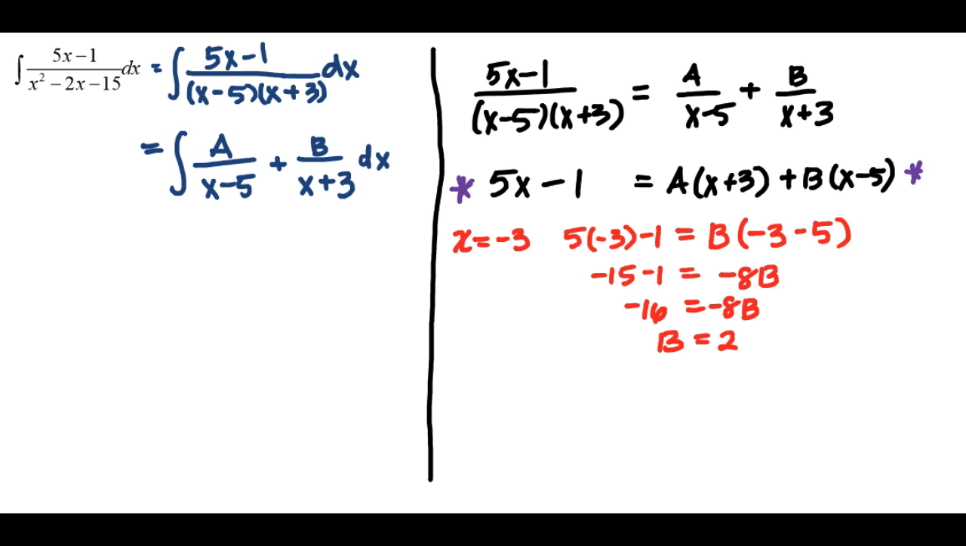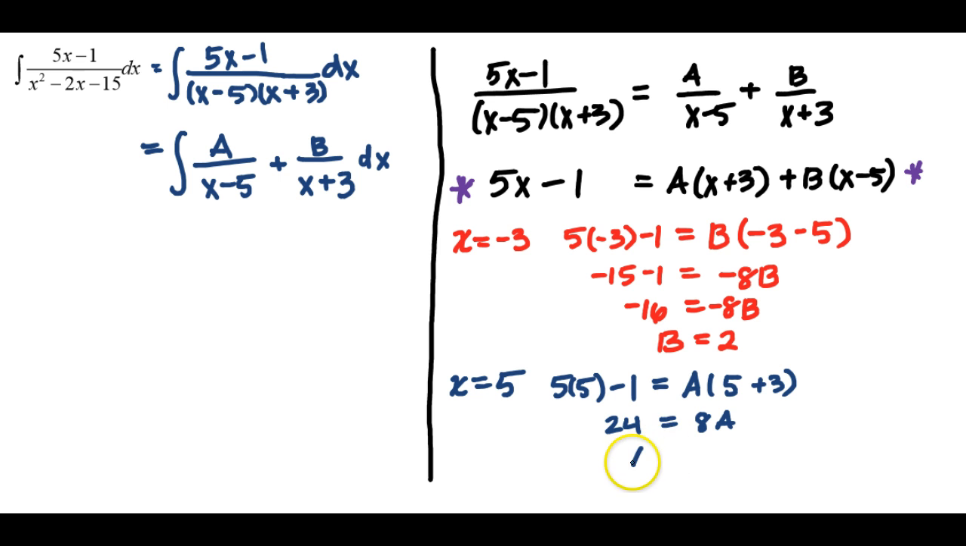Now to solve for A, let's go ahead and let x equal positive 5, so I can get rid of my B term this time. Now I have 5 times 5, because I'm plugging it in on the left, minus 1 equals, and now my A is what's going to stick around. So I'm going to have A times (5 + 3). On the left I have 25 - 1, so I have 24 equals 8A. So A is positive 3.